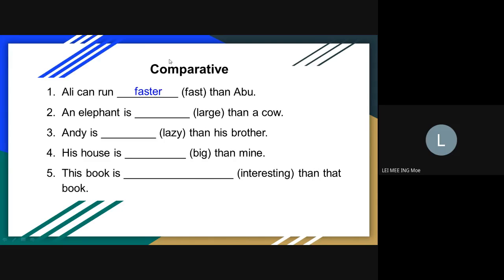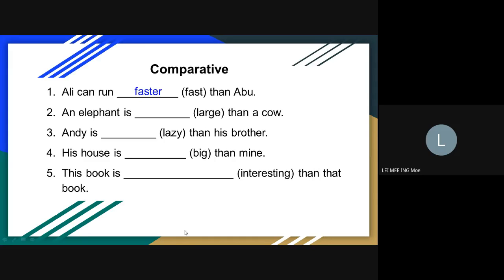Well done. So look at here. We have than here, right? So this sentence is a comparative sentence, so we just add ER to our adjective. Good. Question number 2. An elephant is than a cow. So what is your answer here? The given word here is large. Can you please type down your answer for question number 2 in a few seconds?